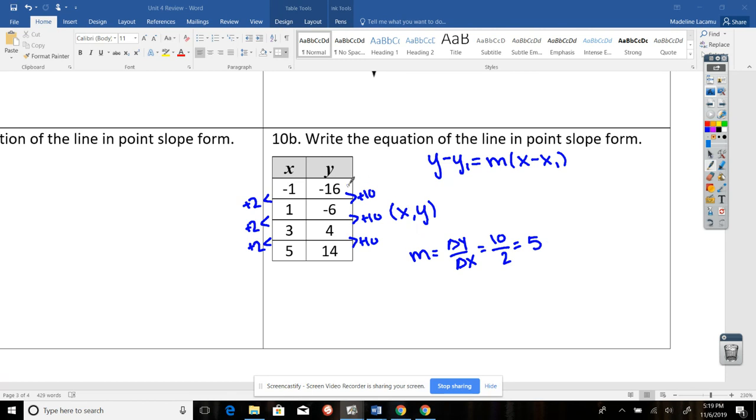Now for our point, we can pick any of these 4 points. So I have negative 1 and negative 16, 1 and negative 6, 3 and 4, or 5 and 14. At this point, it does not matter which point you want to pick. You can just pick any of these 4 that you want, as long as they're in the same row. So I'm going to pick 1, negative 6.